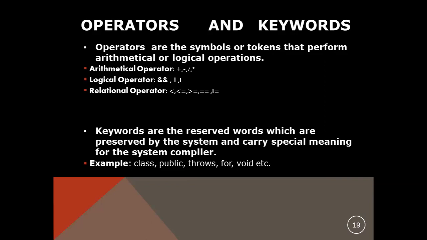Next, keywords. Keywords are the reserved words which are preserved by the system and carry special meaning for the system compiler. Keywords are special words having special meaning, so we cannot use them when and where we wish. They have to be used at a particular place only. Examples: class, public, throws, for, void, etc.